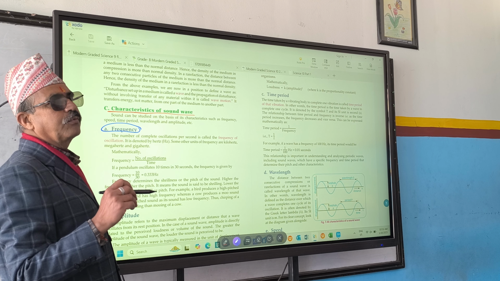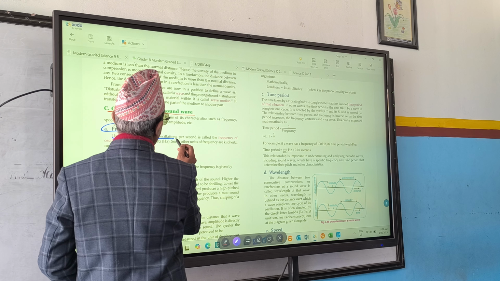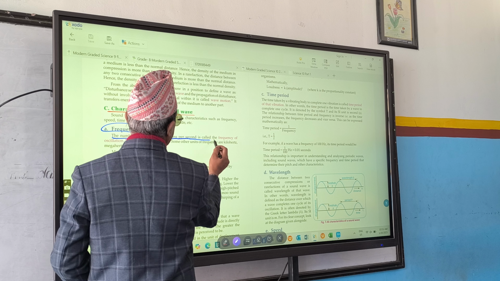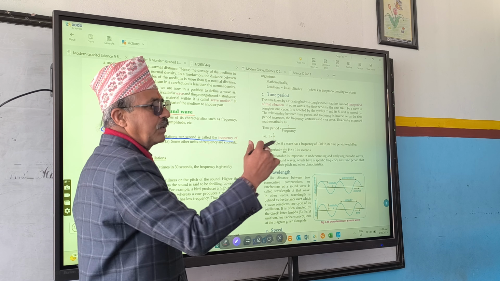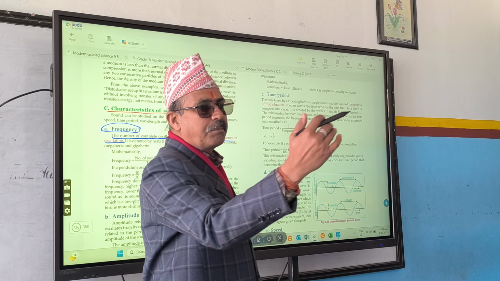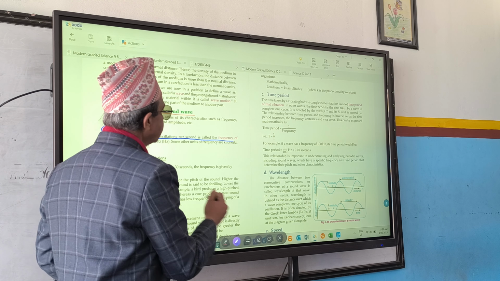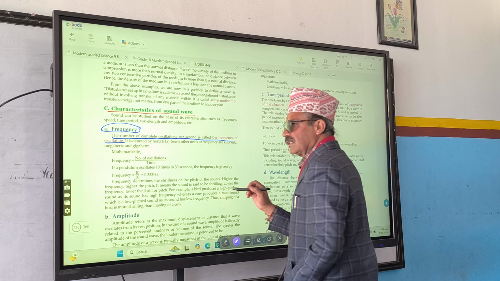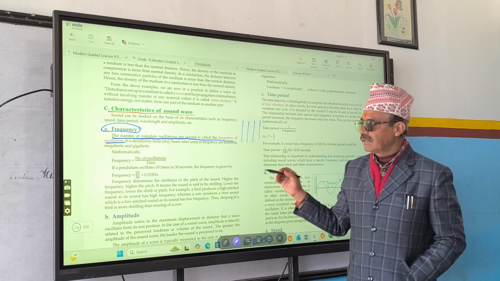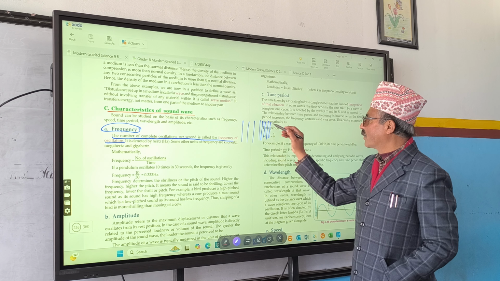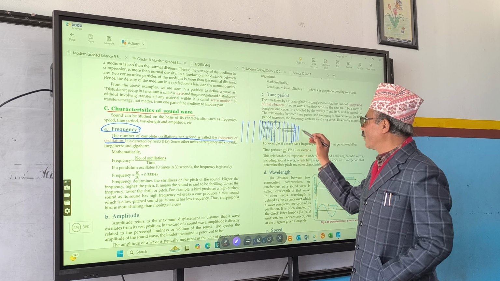What is the definition of frequency? The number of complete oscillations per second is called frequency of oscillation. Oscillation means forward movement and backward movement, to and fro. When sound is produced, it produces two things. What are they? Rarefaction. And then what is that? Compression. Again, rarefaction. Then next one, compression.